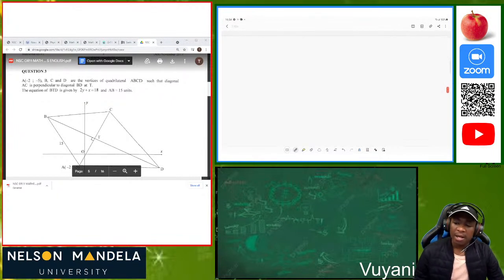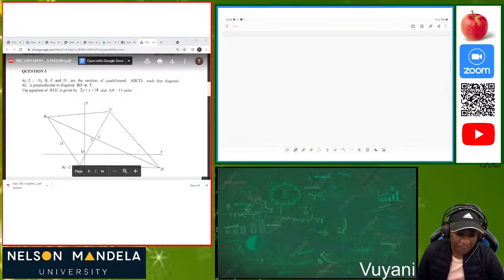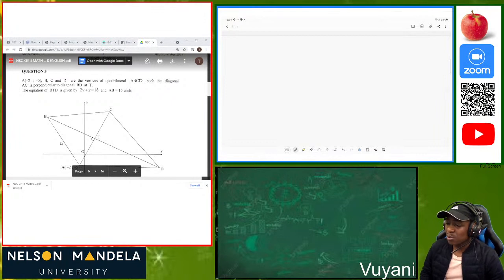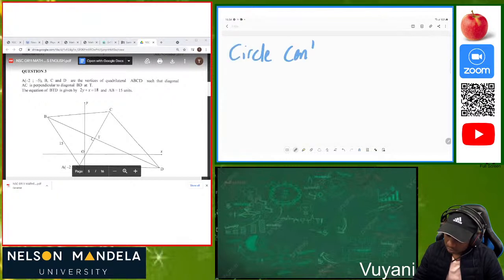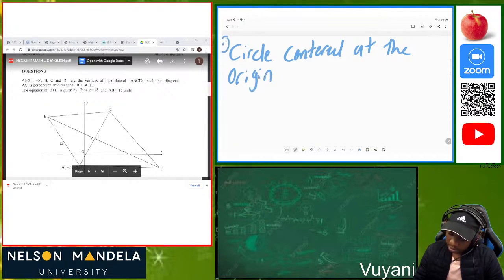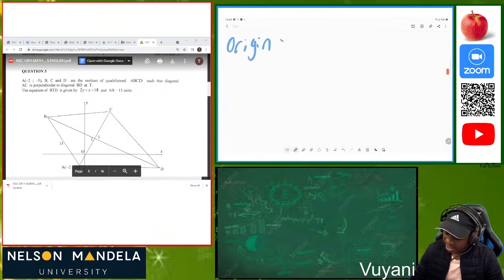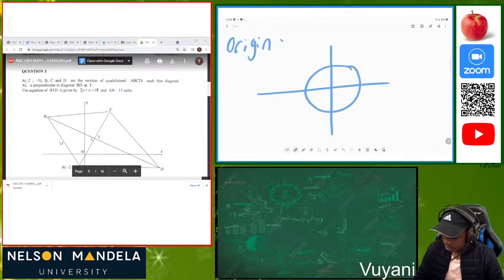In grade 12, we only add two things which are important, and that is what we call the circle centered at the origin. Let me just say number 1. So the circle centered at the origin is this one, and it has a specific formula. Let's just say this is our A, this is our B. We know that this is the radius.